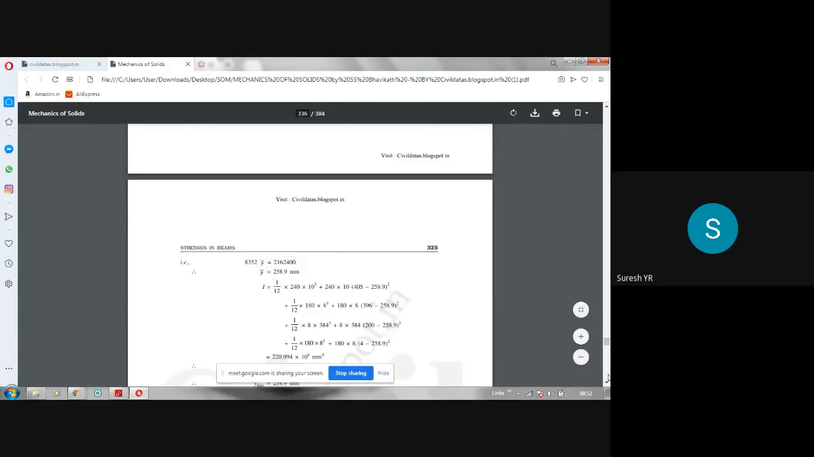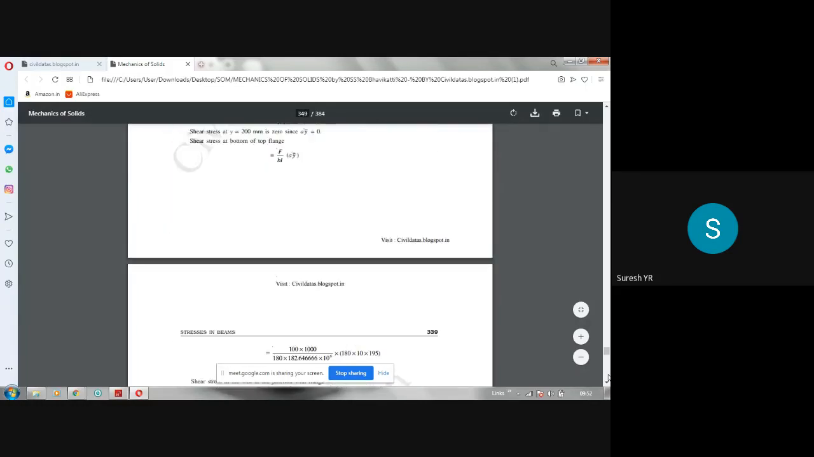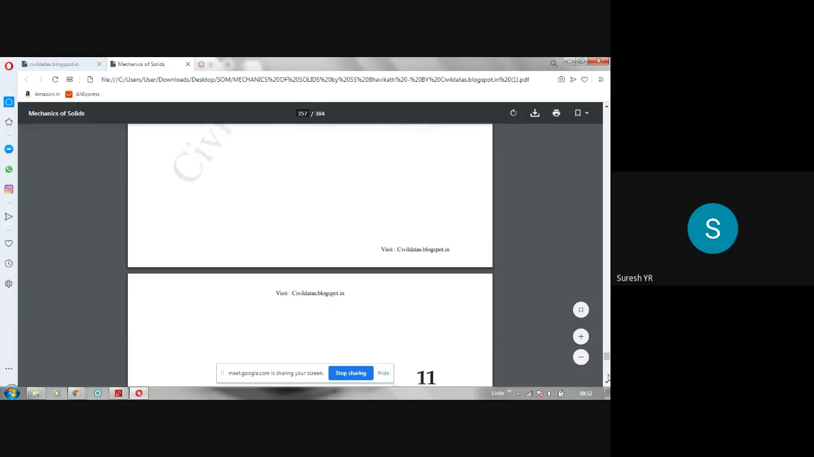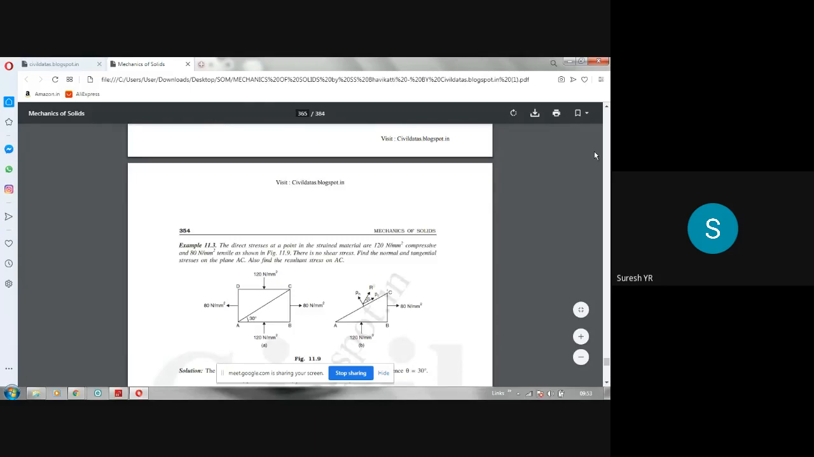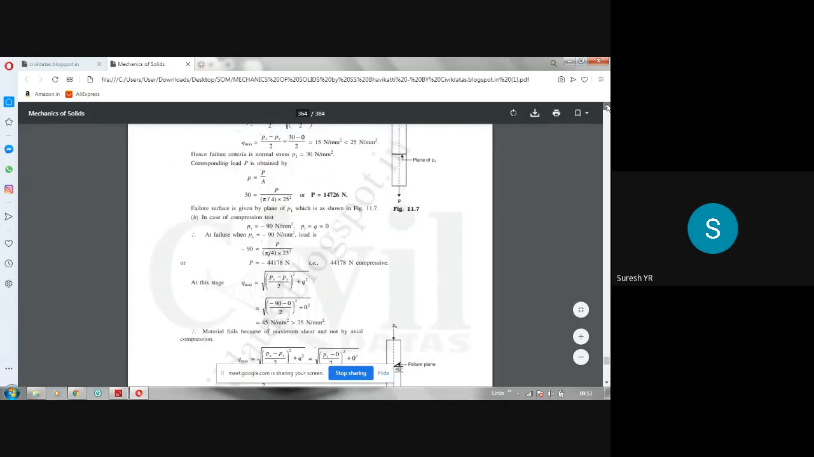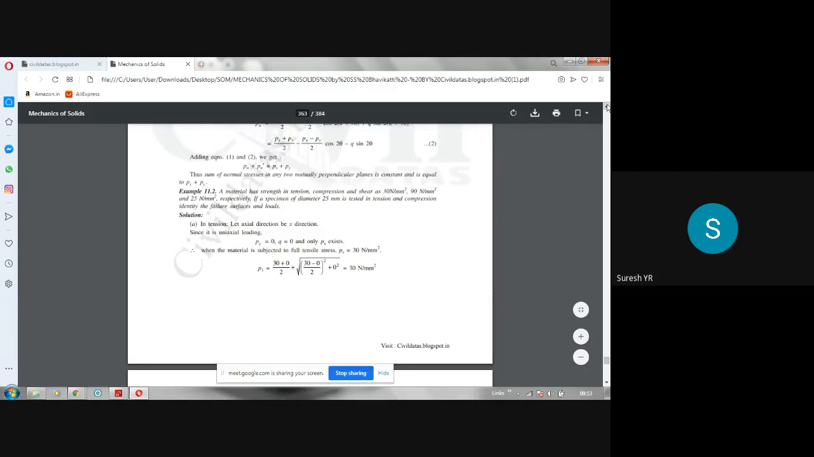That's all. Okay. Yes. In the next problem, see, he has given the values of tensile stress, compressive stress, and shear stress. So those three values he has given for a material. Then let us see what he has asked. One is tensile stress, and its value is 30 Newton per mm square. Compressive stress is 90 and shear stress is 25 for a material. If a specimen of diameter 25 mm is tested in tension and compression, identify the failure surface and loads. See, this is another problem.